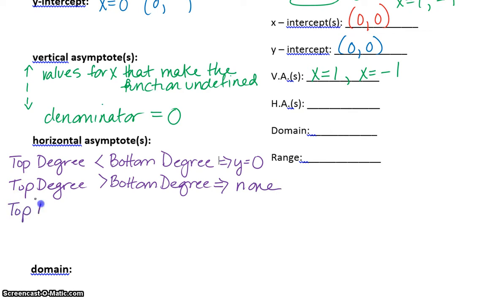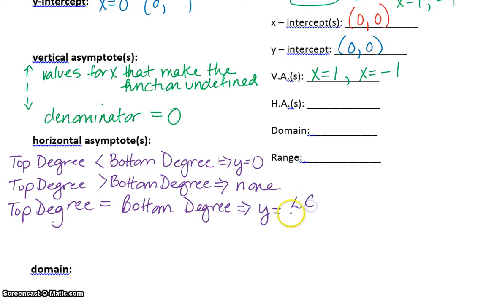And if the top degree is equal to the bottom degree, then it's going to be the ratio of the leading coefficient on the top over the leading coefficient on the bottom. So what do I mean by that? I'm going to say that y is going to be the leading coefficient on top over the leading coefficient on bottom. Okay? We have three choices for horizontal asymptote. Horizontal asymptote is either y equals 0, none, or the leading coefficient on top divided by the leading coefficient on the bottom. It's one of those three things, and it's based on the degree.